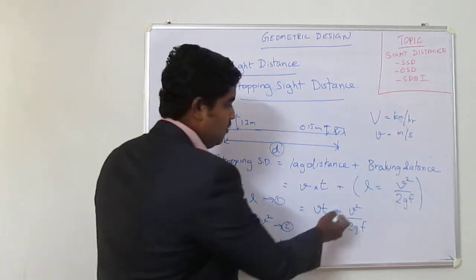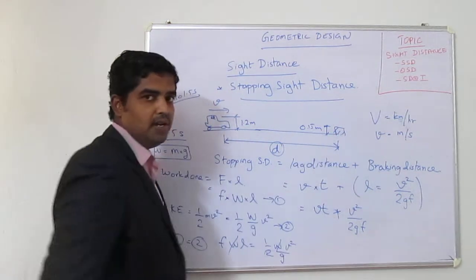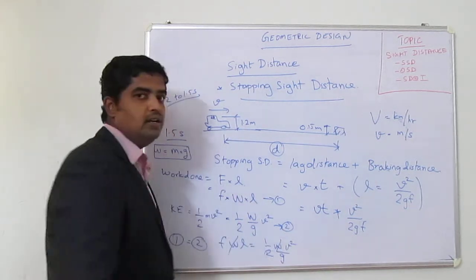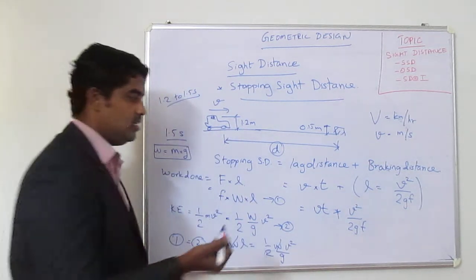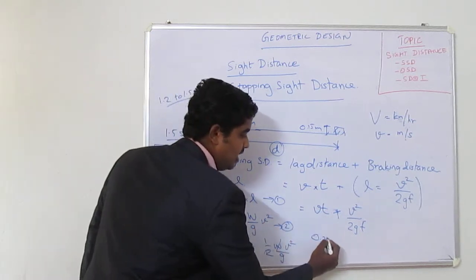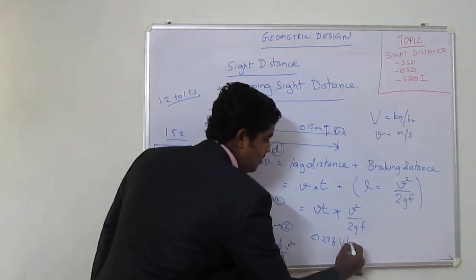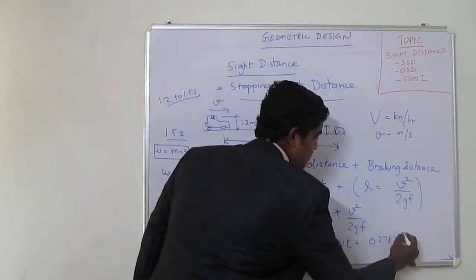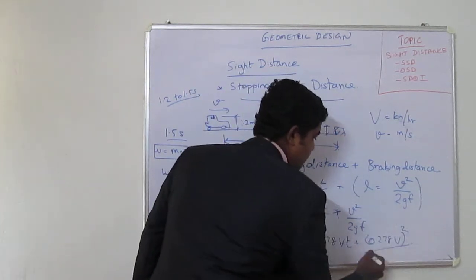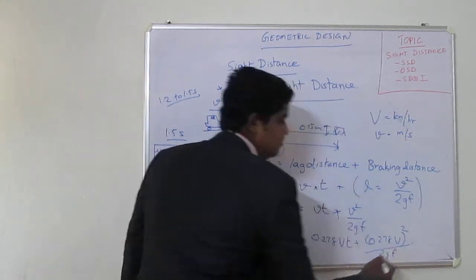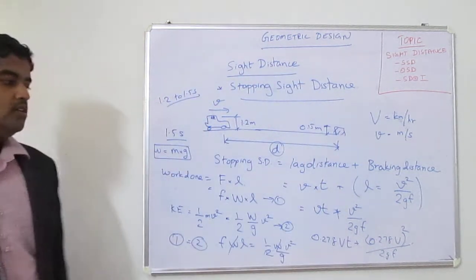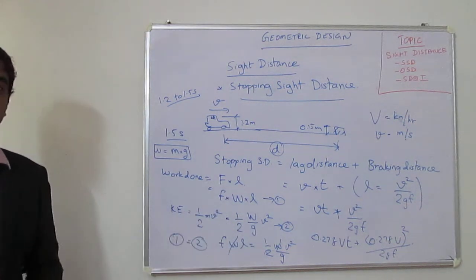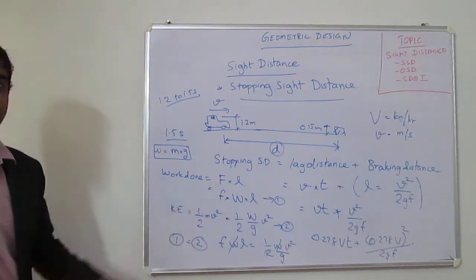So here, if you wanted to directly write it in kilometers per hour, this is in meters per second. So meters to kilometers, if you want to convert, it will be 1000 divided by 60 into 60. That is nothing but 0.278 capital V into t plus 0.278 capital V square divided by 2g into f. Right? So you can keep it directly, you can substitute it in kilometers per hour, or you can put it in meters per second, depending on your convenience.